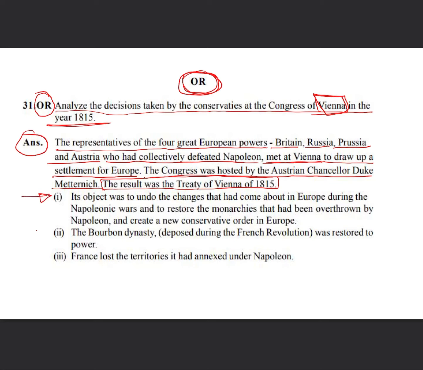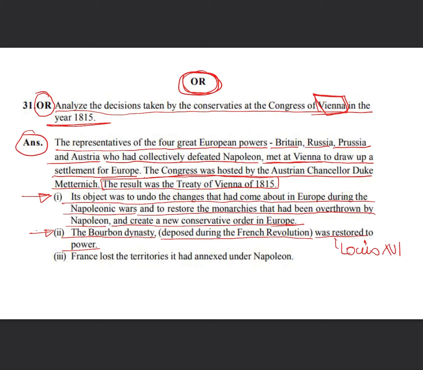First point, its objective was to undo the changes that had come about in Europe during the Napoleonic Wars and to restore the monarchies that had been overthrown by Napoleon and create a new conservative order in Europe. Second, the Bourbon dynasty, deposed during the French Revolution, was restored to power. Louis XVI was of the Bourbon dynasty only. Third, France lost the territories it had annexed under Napoleon.